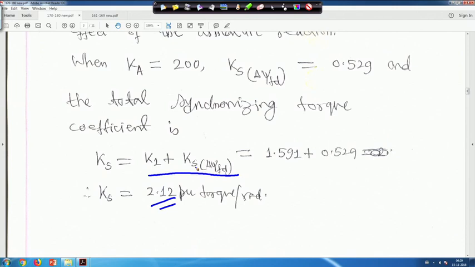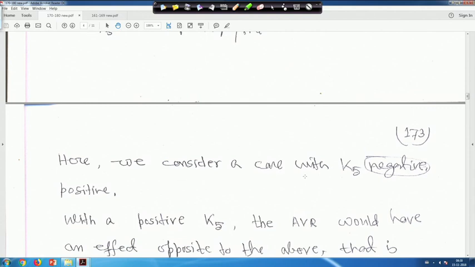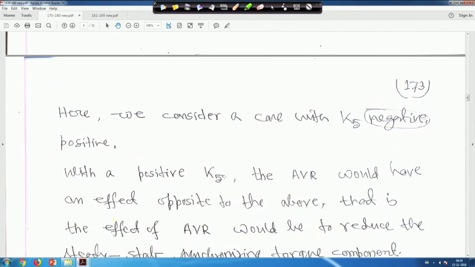So, that is why I wrote each step for you, such that there will be no confusion. When you see this, you just open figure 30, because all notes will be provided to you. So, this is actually that case. Here we consider a case now with K5 negative or positive. Now, with a positive K5, whatever we have seen there was with K5 negative. Now, if K5 is positive, the AVR would have an effect opposite to the above. This is an exercise for you.